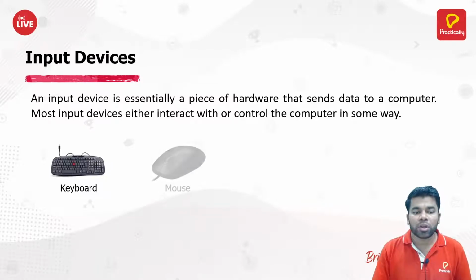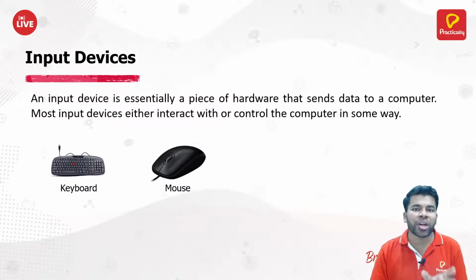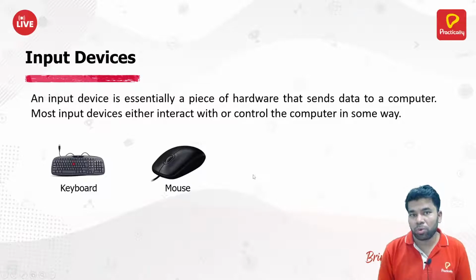Another is mouse. Using the mouse we can control the computer system, the selection panel. Mouse is a pointing device, we can select anything. We can control the computer screen using the mouse input device. So using mouse we give the selection input to the computer system.